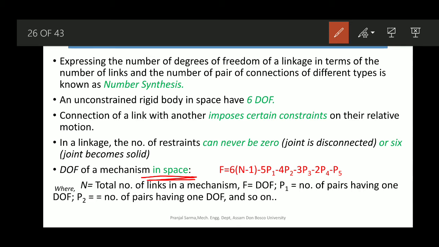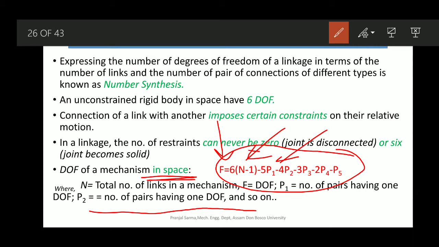So here, what basically is this? F denotes the degree of freedom. This n is nothing but the number of links which is there in the mechanism. p1, p2, p3 are something like, p1 is the number of pairs having 1 degree of freedom. Similarly, p2 is the number of pairs having 2 degrees of freedom, and so on, similarly p5 and all. This particular relationship is valid only for mechanisms in space, that is, the spatial mechanism.